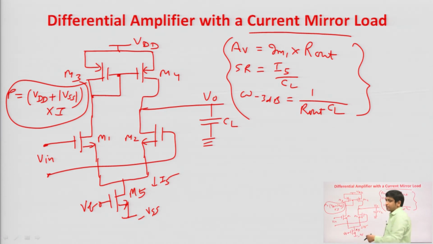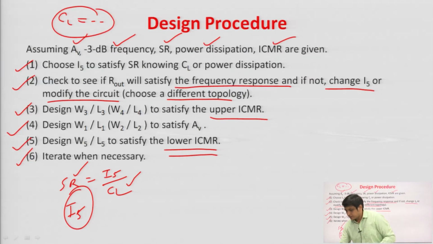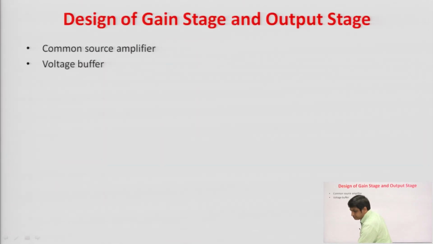through the M5 transistor will be decided by the total capacitive load at which we are designing the circuit, as well as the slew rate that we want from this circuit. So, this is the basic design procedure to design a differential amplifier. Now, coming to the design of the gain stage and output stage.